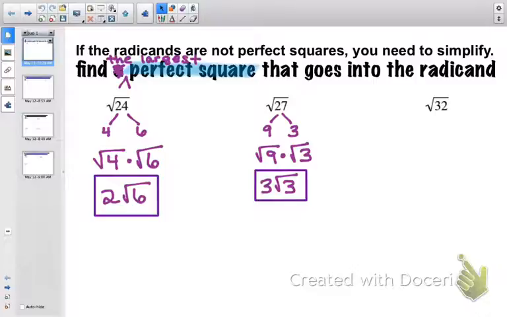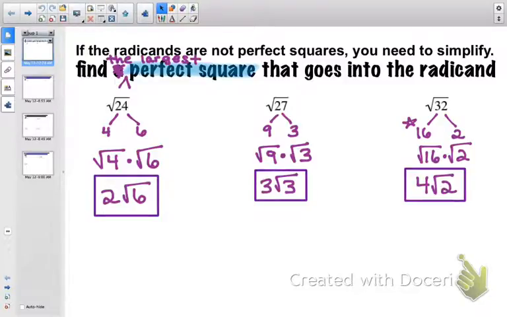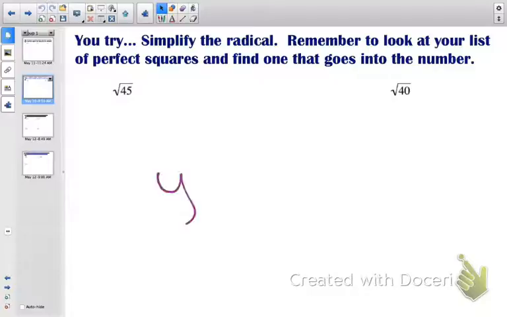The biggest perfect square that goes into 32, you guys might think 4 and 8. However, the biggest perfect square is actually 16. It's 16 and 2. So then we'll rewrite that, square root of 16 times the square root of 2. And I put a star there just because it is the biggest perfect square, and that's why we changed the writing on the top of our notes. Square root of 16 is 4, and then square root of 2 cannot be simplified. There's our final answer. All right, these are your tries, so do these on your own.